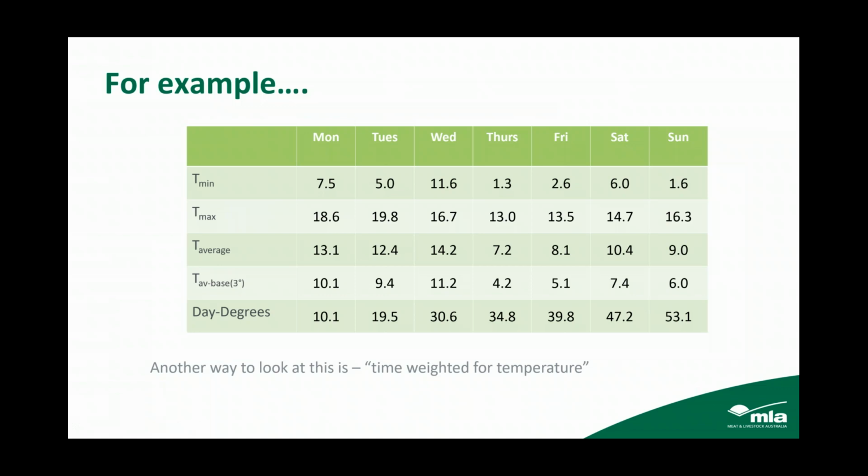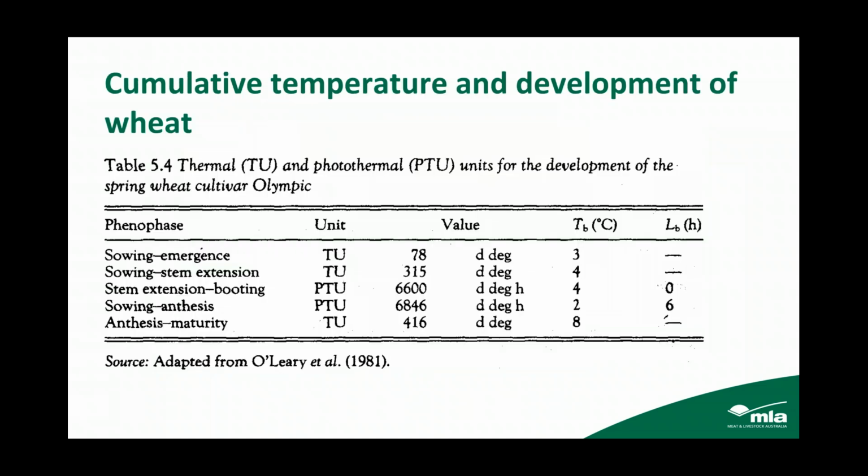Another way to look at this is weighting time for temperature. So in other words, it's pretty obvious sort of stuff. During a warm day, processes which are sensitive to temperature are going to proceed a lot faster than during a cold day. So we weight the warm day more by using its average temperature minus base temperature than the cold day. It's as simple as that. And you'll see why I'm doing this in just a moment, I hope.